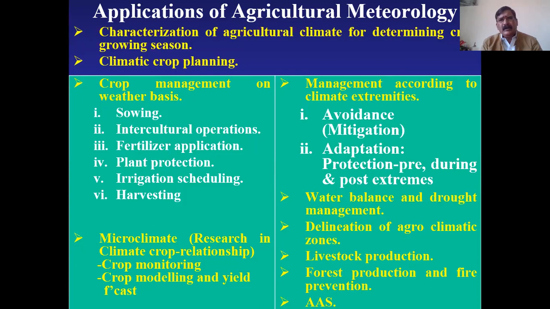And if farmers know the extremities are going to happen, they will take some measures at the pre-disaster level, that is protection before the extremities, then during the extremities, and after the extremities. Water balance and drought management is now based on application knowledge. Then delineation of agroclimatic zones, livestock production, forest production, and fire prevention, as above said, like the agro advisory services.